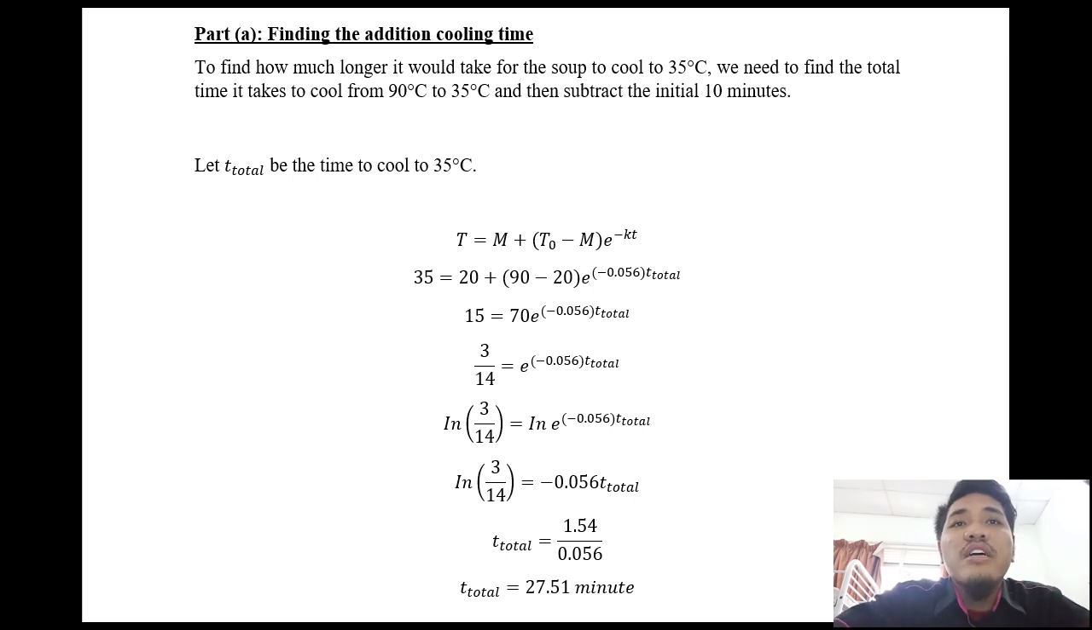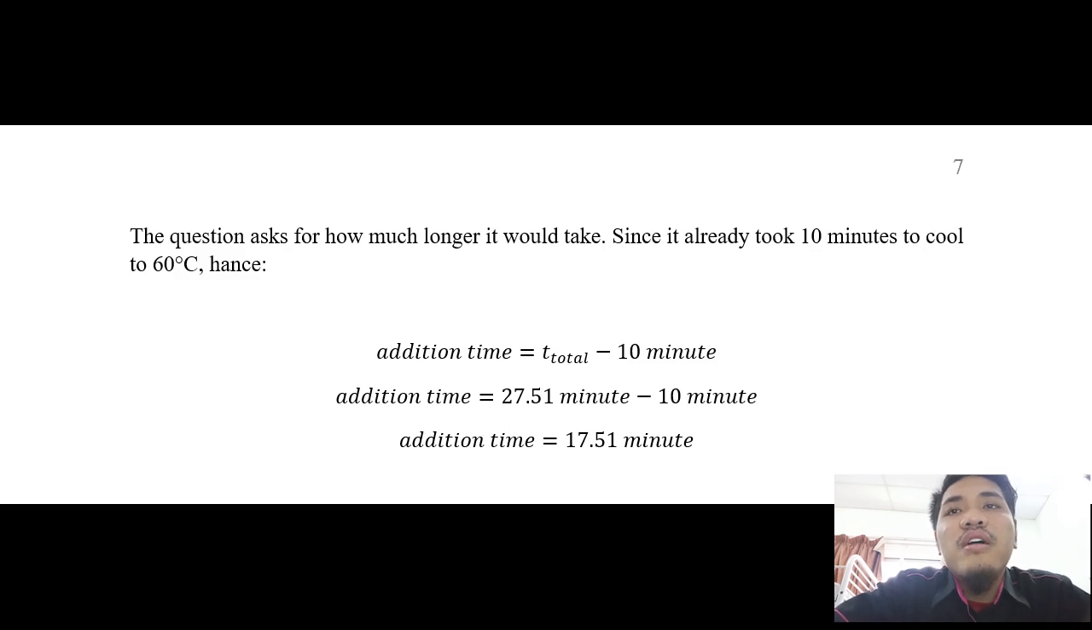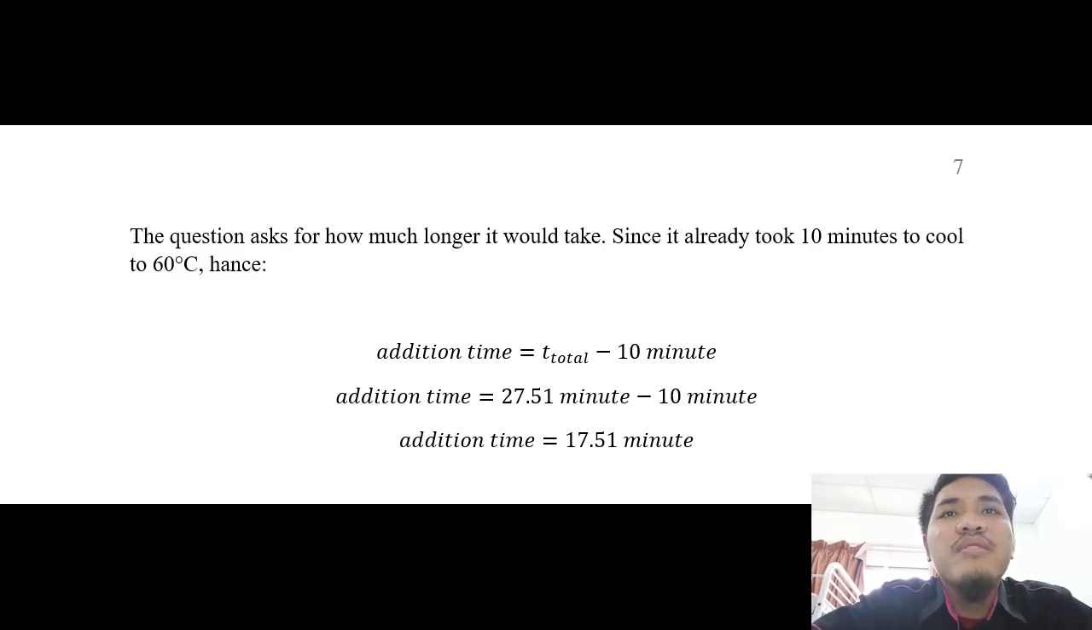We substitute the information in our GE, we get the temperature to cool, 35, equal to 20, which is room temperature, plus (90, which is our initial temperature, minus 20, which is our room temperature) multiplied by e to the negative 0.056 multiplied by T total, and we get our T total equal to 27.51 minutes. And then to know the additional time, we just subtract the 10, which is the first cooling time of the soup, and the additional time is 17.51 minutes.